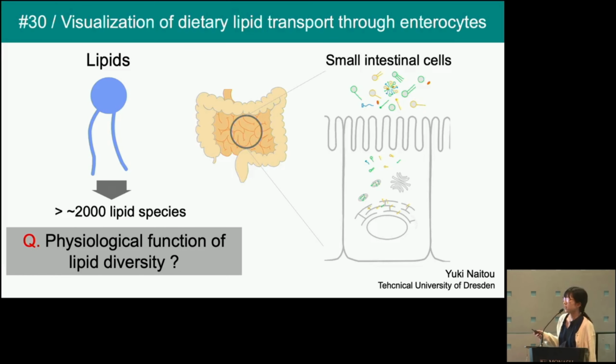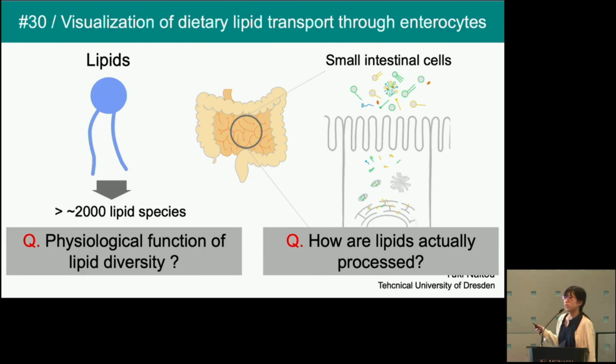So then I focus on the small intestine because most of the dietary lipids are absorbed in the enterocyte in the small intestinal cells. We can easily imagine the variety of the dietary lipids. For example, fish oil, meat fat, or butters have different health impact, right? But we still don't know how these different lipids are actually processed in the enterocyte.